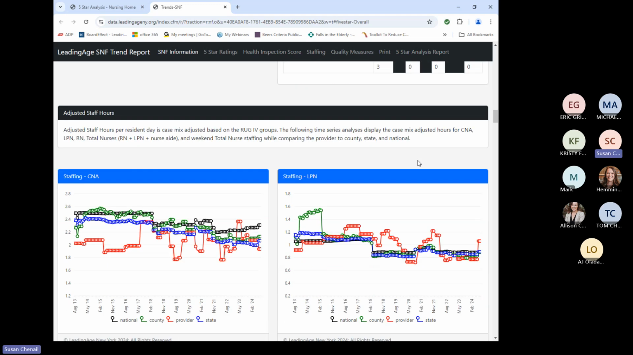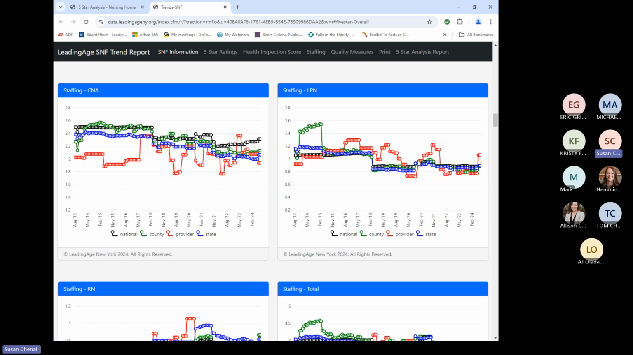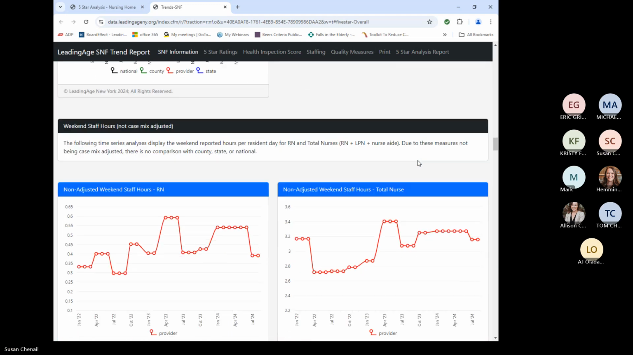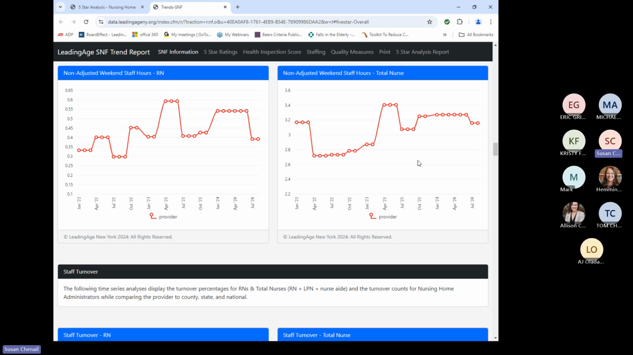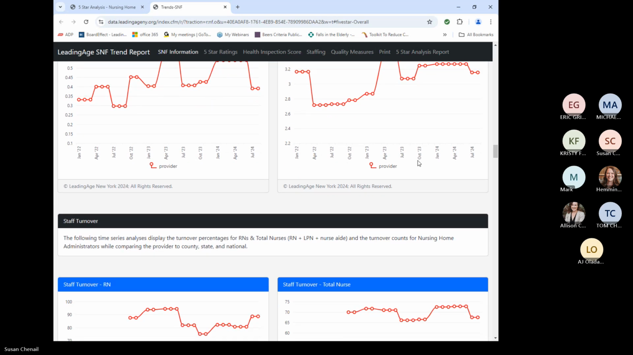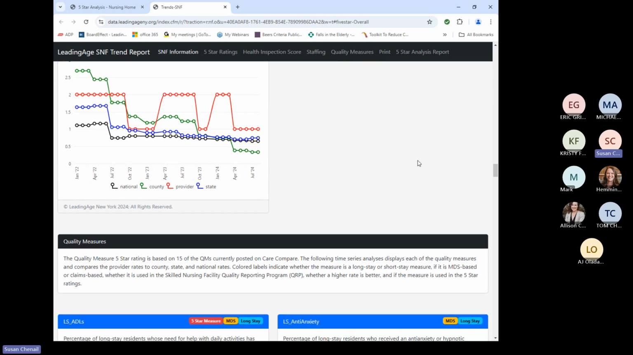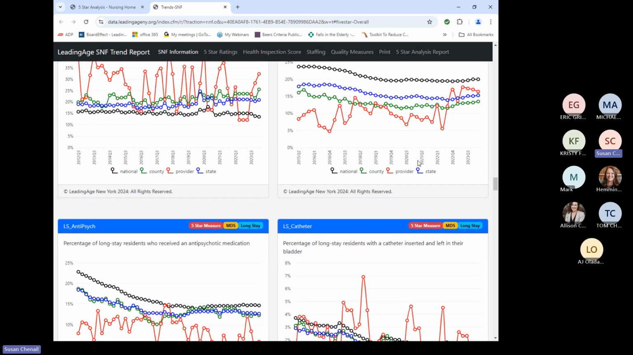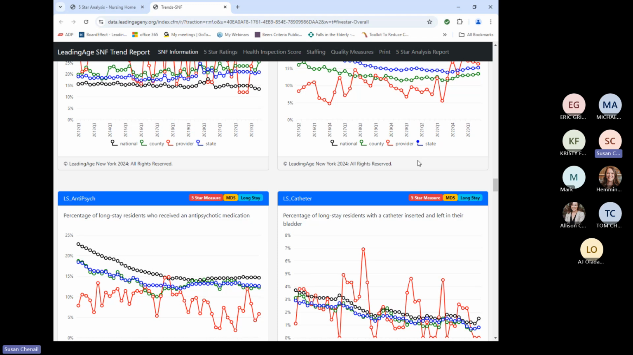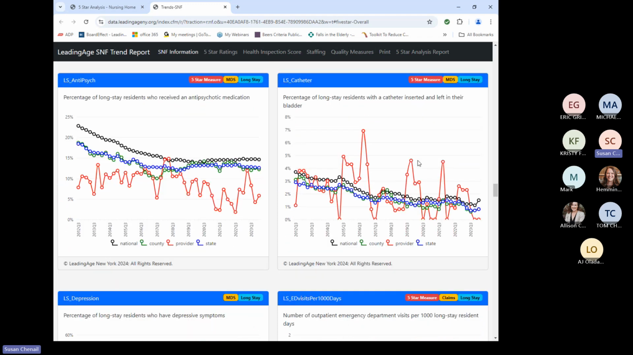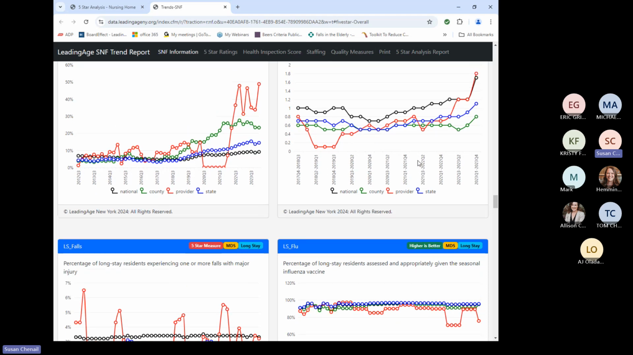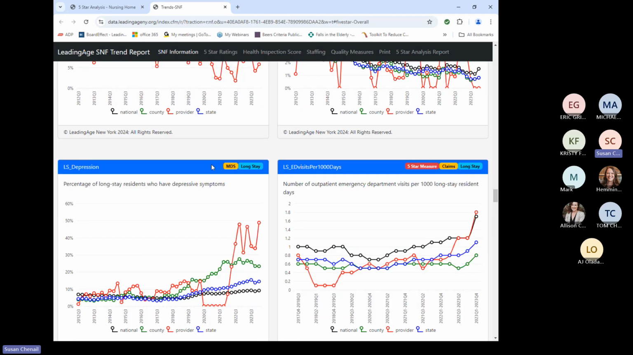All of the staffing information, along with the non-adjusted staff hours, so you could see where you are. Turnover measures, and then all of the quality measures, both that are used in the five-star report and those that are used or reported on Care Compare, but maybe not used in the five-star.